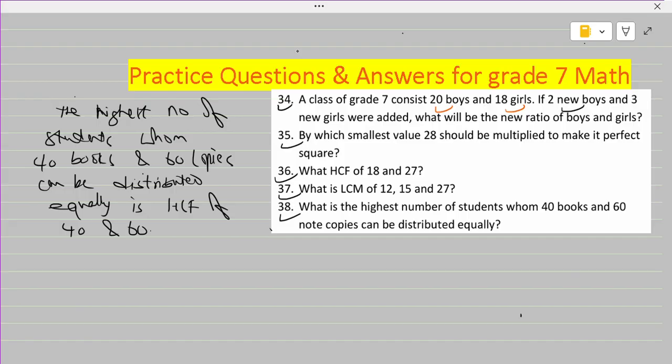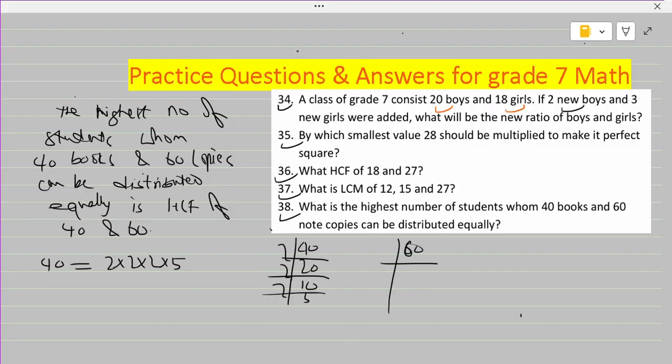So let's find their HCF. 40, if you break it, you can get 20, 10, 5. So 40 you can write as the product of 2 into 2 into 2 into 5. And now 60, when you break it, 2 into 30, 2 into 15, and 3 into 5. So let's break 60 and write over here 2 into 2 into 3 into 5.